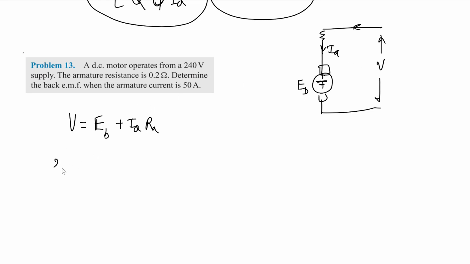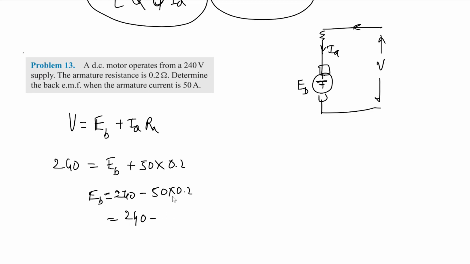So V is 240 and EB, the back EMF, we have to find, plus IA is 50 ampere and RA is 0.2. We get EB is equal to 240 minus 50 into 0.2. 50 into 0.2 is 10 volt. 240 minus 10, that is 230. 230 volt is the back EMF.